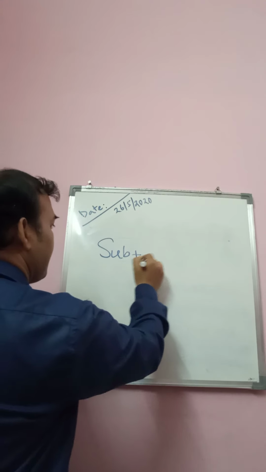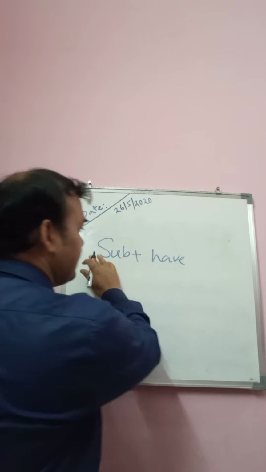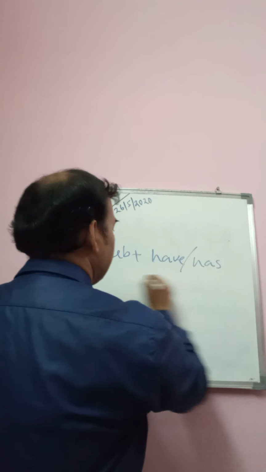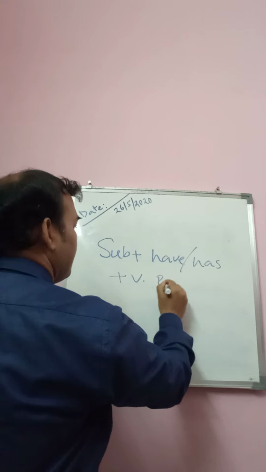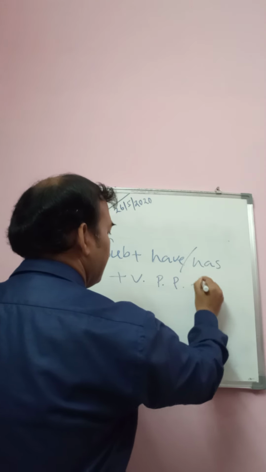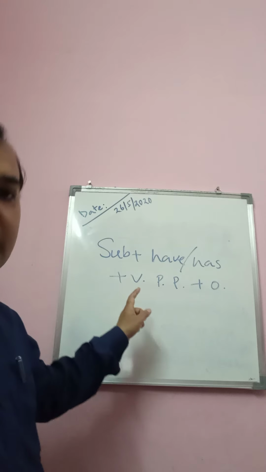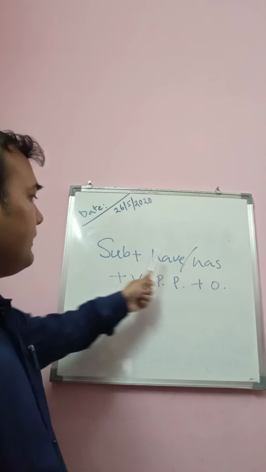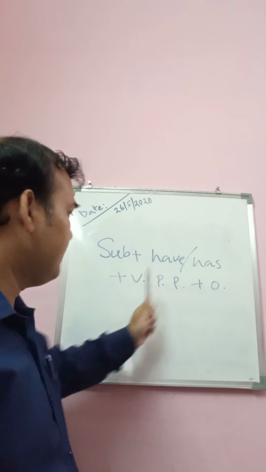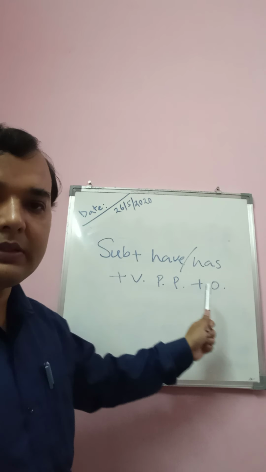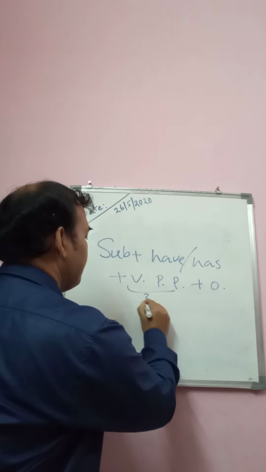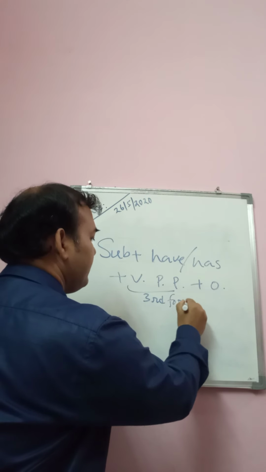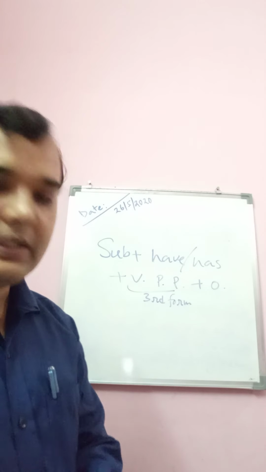Let us see the structure of present perfect tense on the board. Subject plus have or has plus verb past participle plus object. What you see on the board: have or has is the auxiliary verb, the helping verb, and the verb past participle is the third form of the verb, and then the object. Let us see one example.